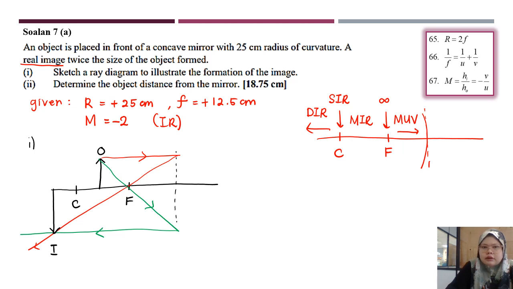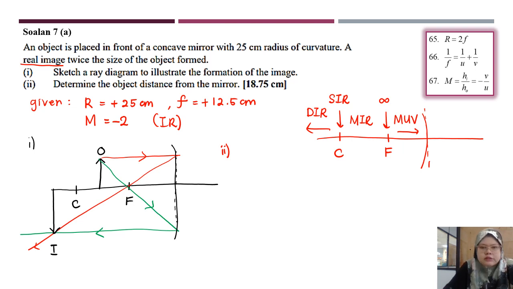Okay, and then you lukislah dia punya mirror, which is a concave mirror. Okay, that one is for number 1. Okay, so number 2. Okay, determine the object distance from the mirror. So jadi object distance you mesti dapat lebih besar daripada 12.5. Sebab you punya objek duduk di antara C dengan F. So you punya object distance tu mesti lebih besar daripada 12.5 dan lebih kecil daripada 25. Okay, itu clue yang you ada lah.